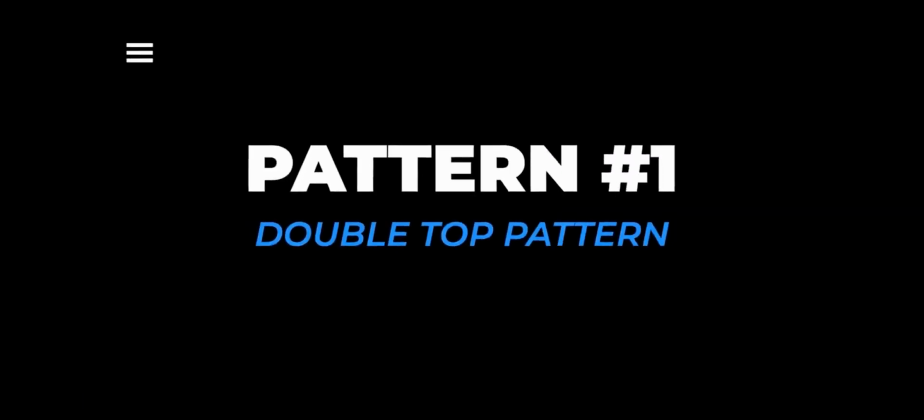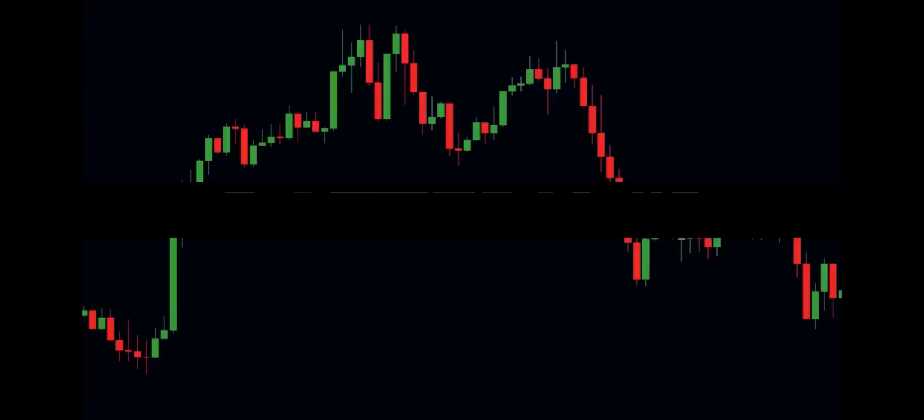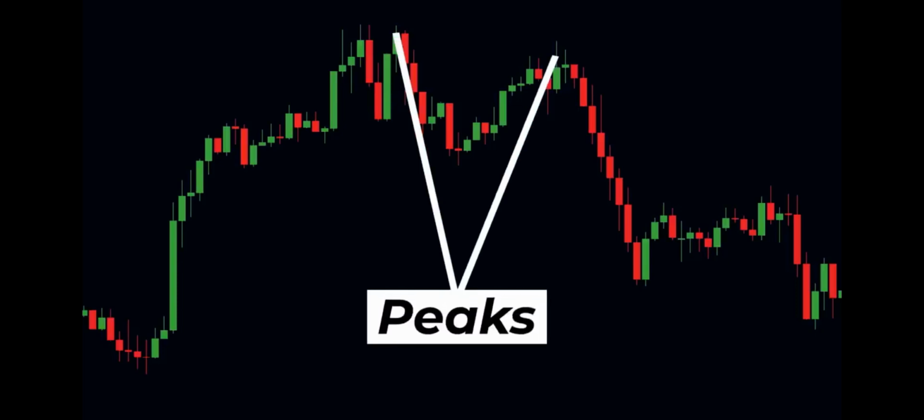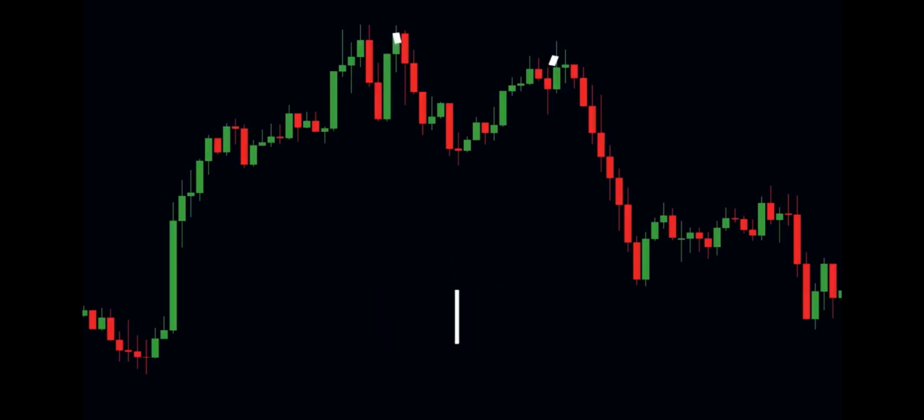The first reversal pattern that we will discuss is the double top pattern. The double top pattern is a very simple price pattern that is very common among price charts. It is a simple formation that occurs with two price peaks that occur around the same price, with a valley in the middle. Here is a simple drawing of the pattern.